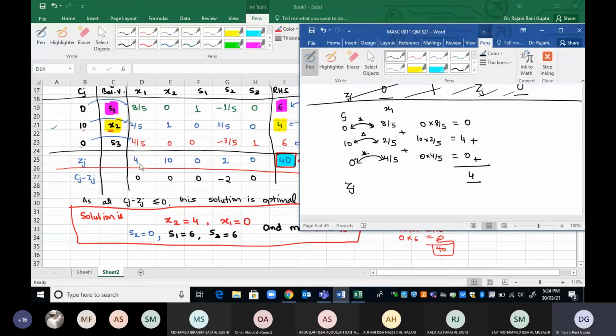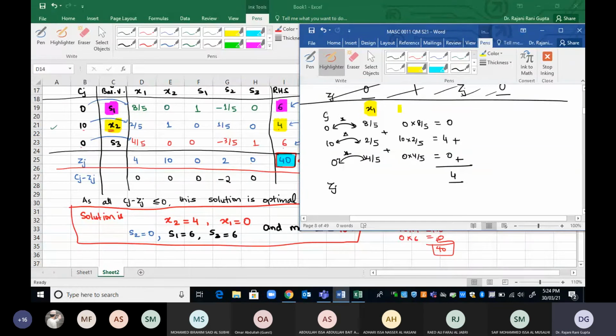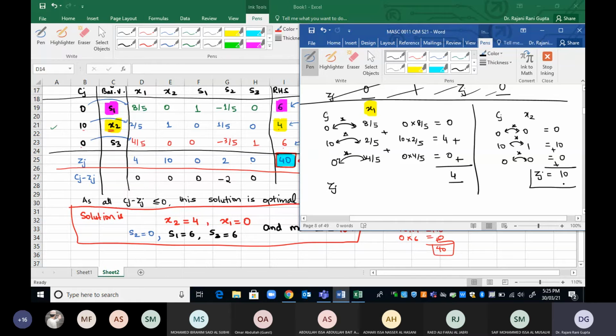If I want it for x2, what will happen? Cj will be the same: 0, 10, 0, on the leftmost corner. And for x2, what are the numbers? 0, 1, 0. Again the same thing, we multiply these two numbers. So we get 0, 10, 0. When we add them, we get 10. So this is ZJ. This is how we get 10 here.